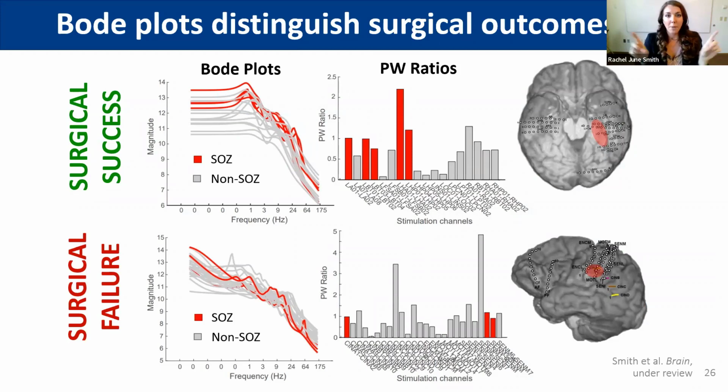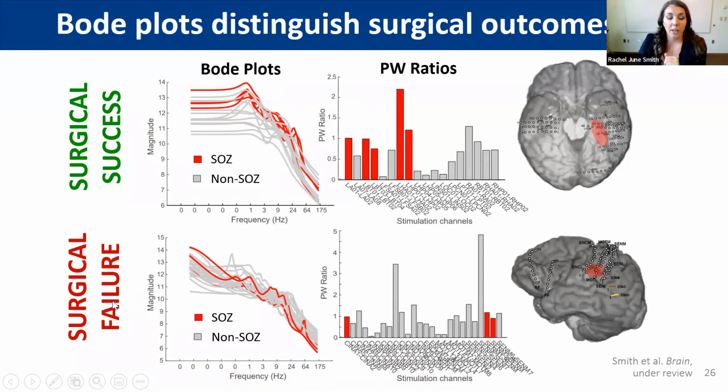The top patient was a surgical success, meaning after surgery, they did not have any seizures anymore. So we hypothesized that where the clinicians had labeled the seizure onset zone, when the neurosurgeon took that part out, that was actually the true seizure onset region, because afterward they didn't have seizures anymore, right? When we look at these Bode plots, we can see that the regions labeled as seizure onset zone had higher DC gains, and they're typically a little peakier than some of these non-seizure onset regions. And if we plot specifically the PW ratios here, we can see that in general they are higher than some of these regions that were not in the seizure onset zone.